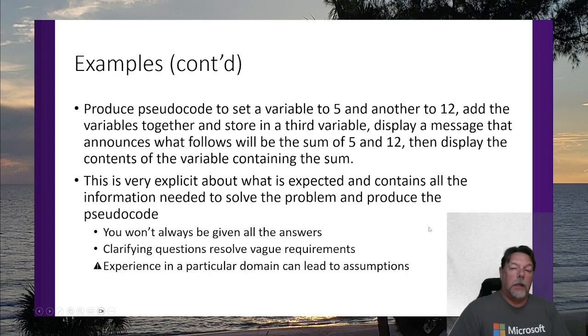So here's another very detailed example. Produce pseudocode to set a variable to 5 and another to 12. Add the variables together, store the result in a third variable, display a message that announces what follows will be the sum of 5 and 12, then display the contents of the variable containing the sum. Extremely detailed, and it's going to be very rare that you ever get a problem in that level of detail.